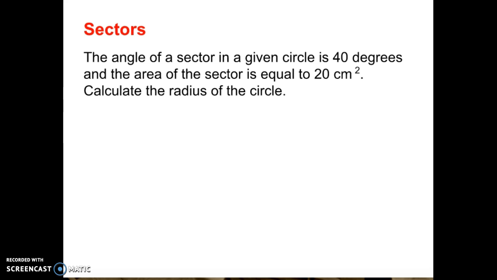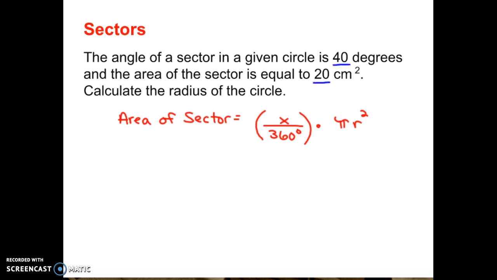So let's talk about how we've been finding the area of the sector. So the area of the sector is equal to some fraction of the circle. So something out of 360 degrees, the central angle, times the area of the circle, which is pi r squared. Okay, that's what we've been doing. We've been taking a fraction of 360 degrees and multiplying it by the area of the circle. So we're going to work backwards.